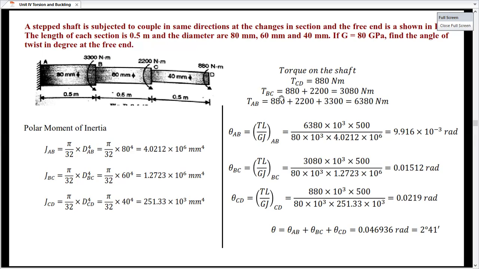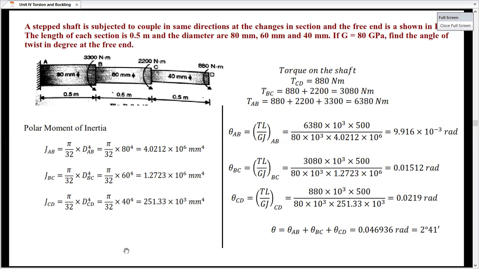Okay. So net addition of torque, if you consider for section AB, what is the torque? It is the addition of all the values of torque. That is 880 plus 2200 plus 3300, which is 6380 Newton meter. For section BC, it is the addition of 2200, that is torque at point C, plus torque at point D, which is 3080 Newton meter. And at section CD, it is 880 Newton meter.